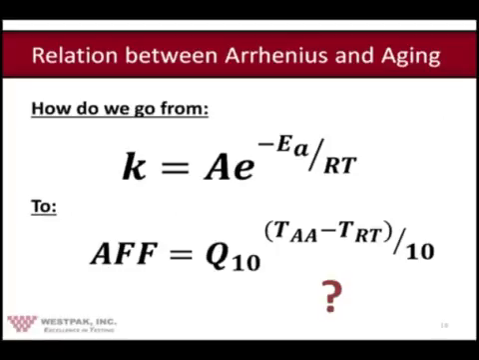And Jorge will now attempt to fill in the gaps between what I show as the Arrhenius equation and what we currently define as the accelerated aging factor. So Jorge, want to take it away? Thank you, Herb. The question is, how do we go from the first order Arrhenius equation to the accelerated aging factor equation?